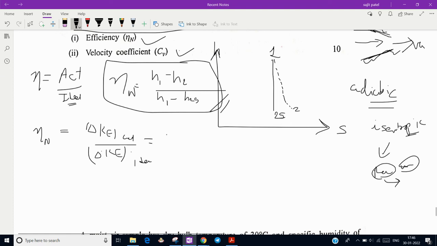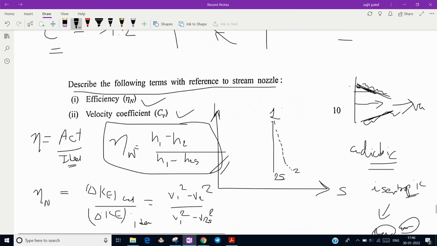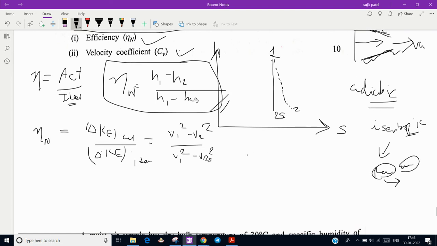So the actual is half m v square, but the mass of the steam remains constant. So v1 square minus v2 square divided by v1 square minus v2s square. But the initial velocity, as I said, is our assumption, and we have to write in the starting of the question that initial velocity is very low, so we can neglect this term. So v2 square divided by v2s square, where s means the isentropic condition.